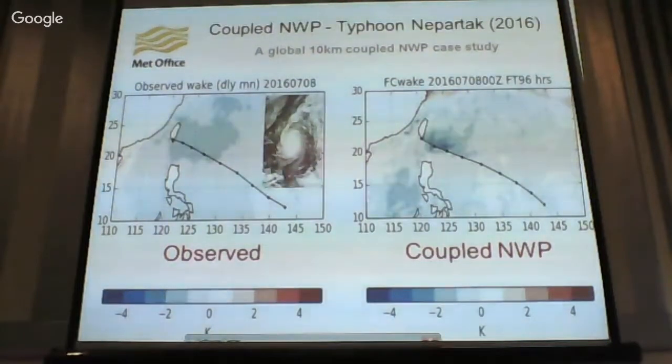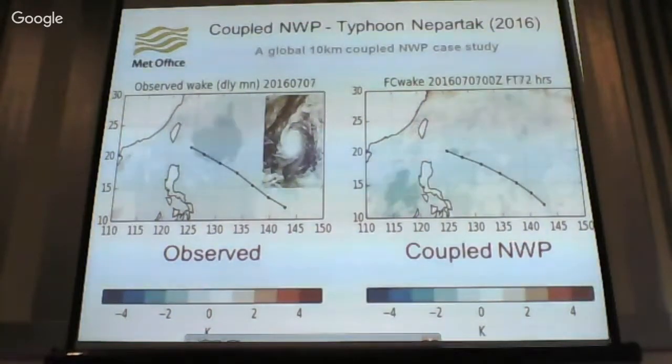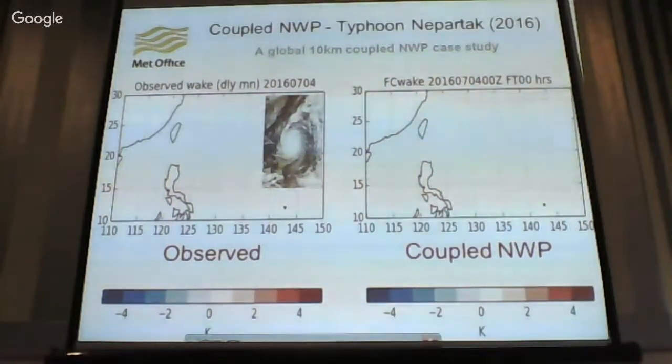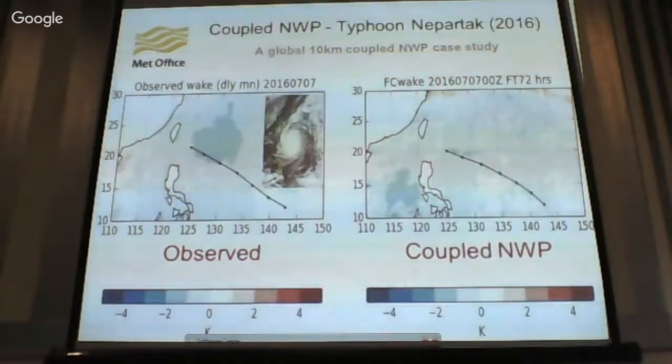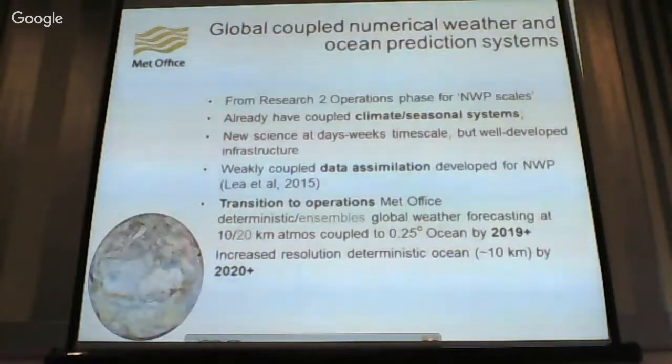On the left-hand side, you can see what the observed wake was. So you can see that cold wake feature that you're familiar with. And then in this coupled system, you can start to get a handle on that and improve the feedbacks to the atmosphere. So there's been some nice verification work of tropical cyclones in particular out of the global coupled system. So that's now in a research to operations implementation path.